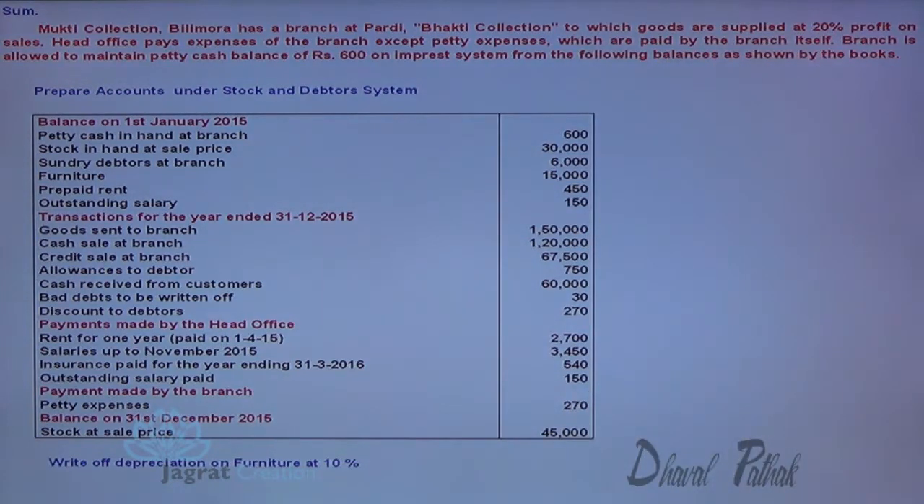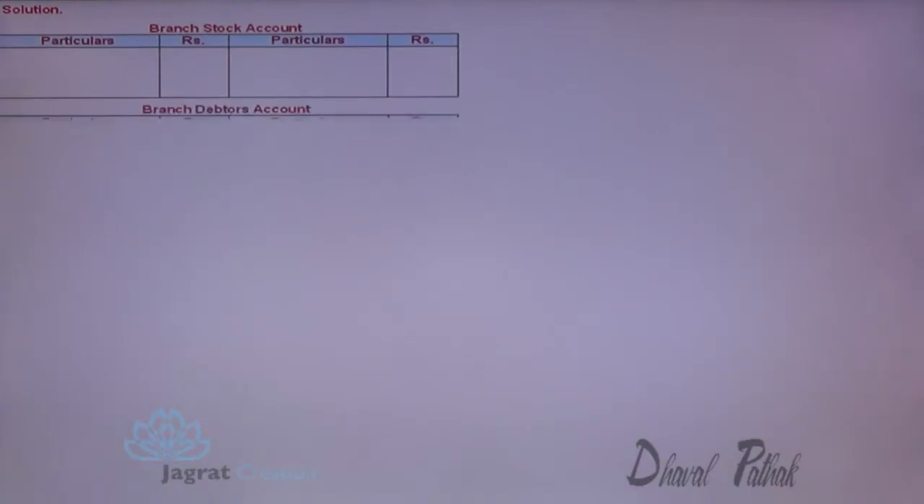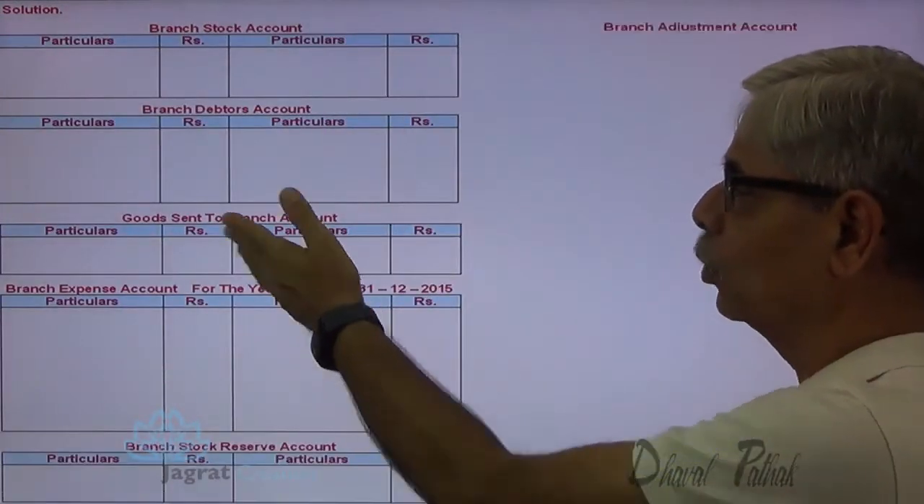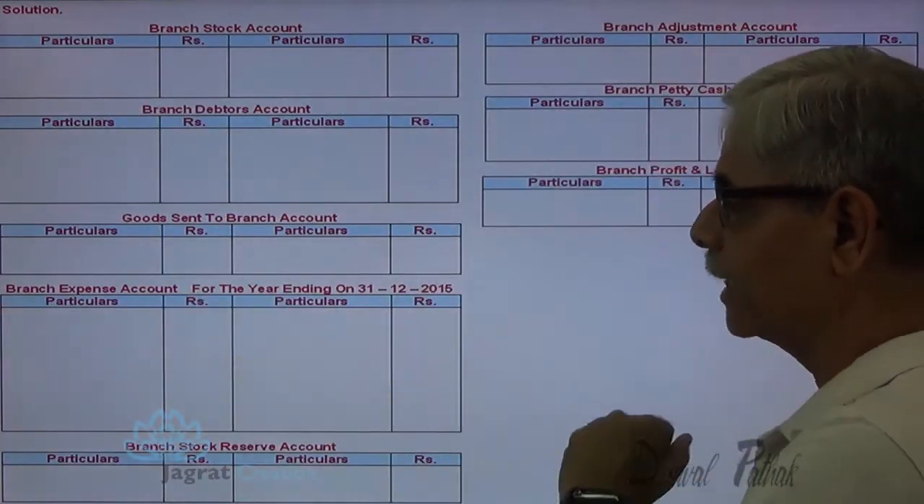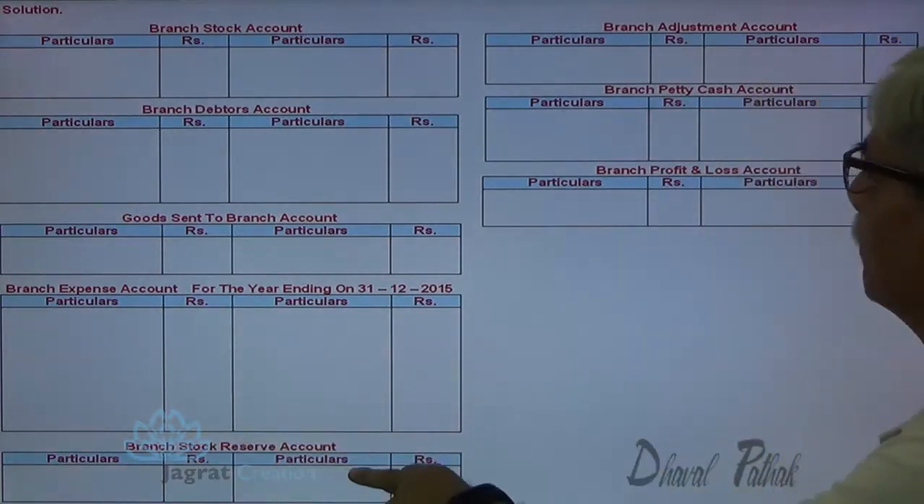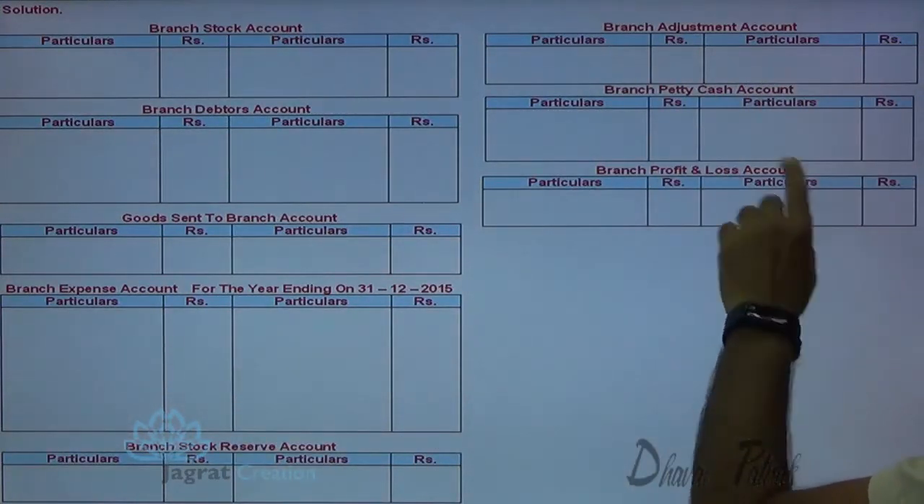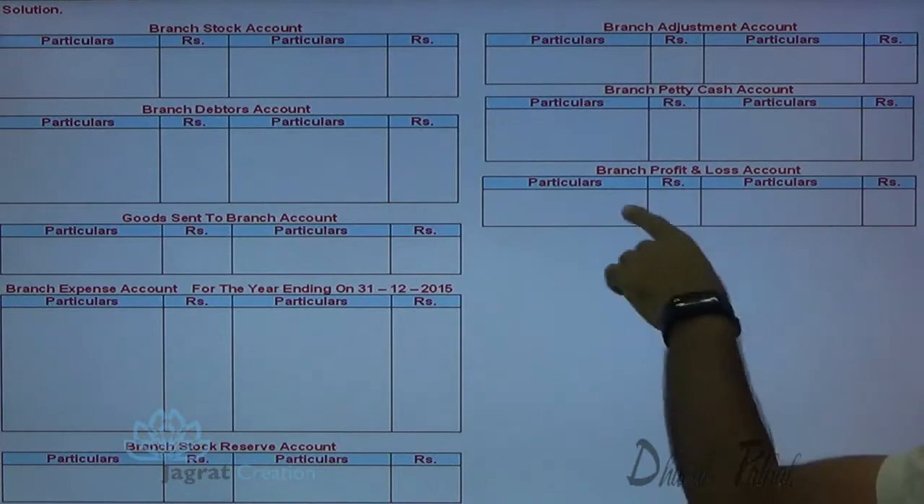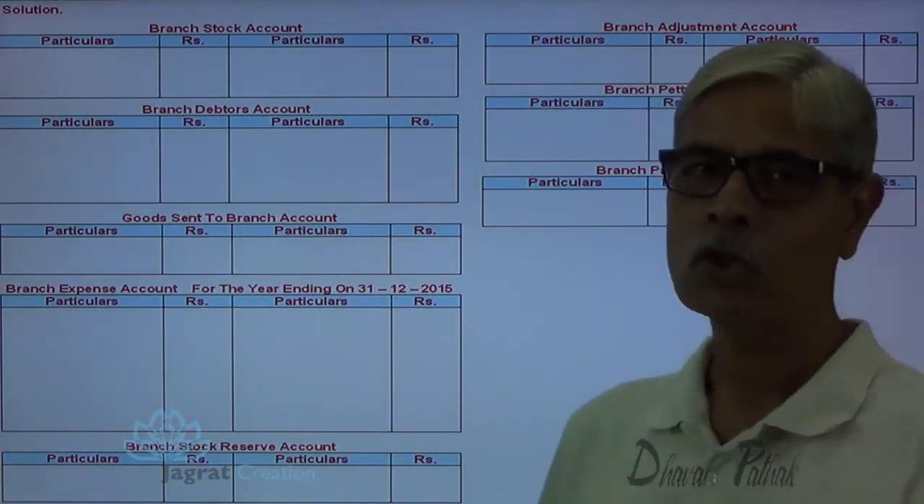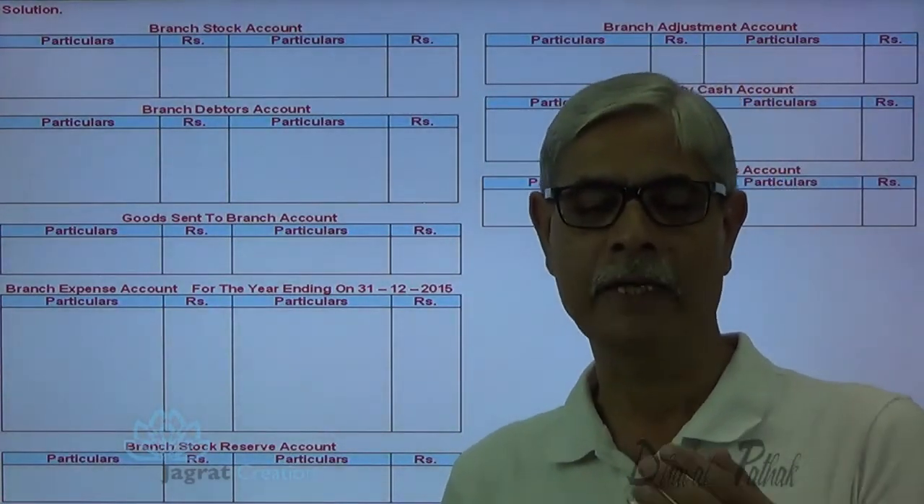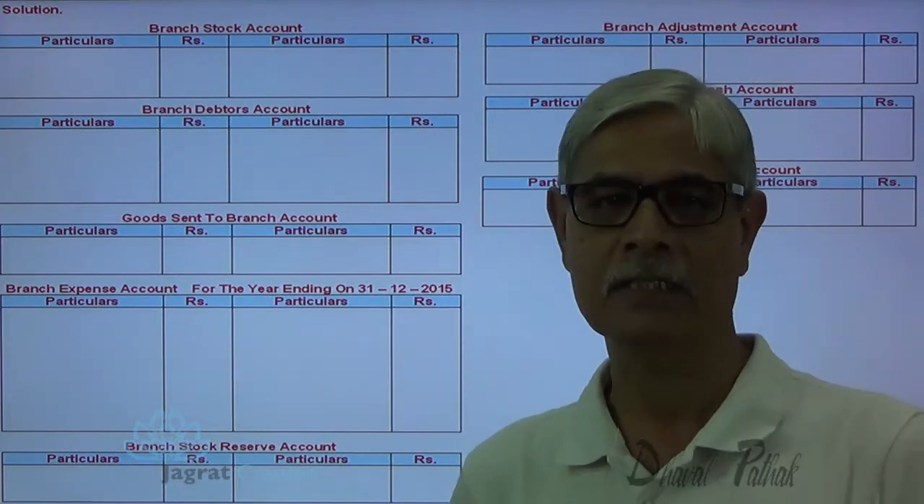Now, for this sum, a number of accounts are required to be prepared. Just look at the accounts that I prepare, and I am also going to tell you the journal entries. See, branch stock account is to be prepared, branch debtors account, goods sent to branch account, branch expense account, branch stock reserve account, branch adjustment account, branch petty cash account, branch profit and loss account. So these are the normal accounts that I have already explained to you in my previous 2 lectures.